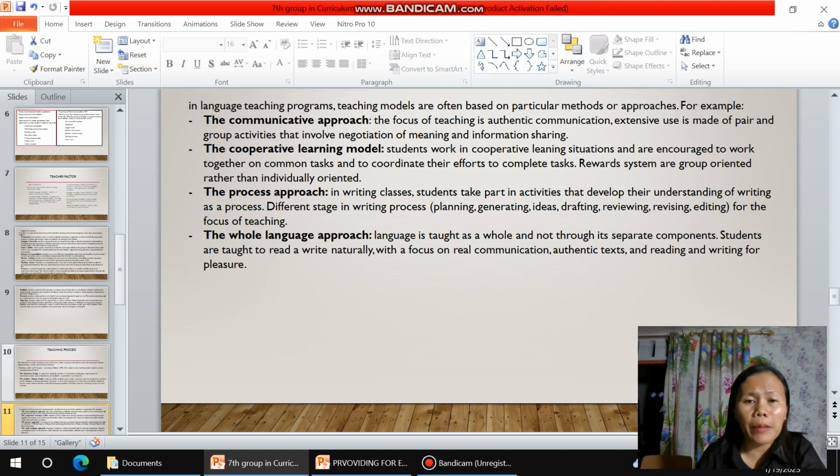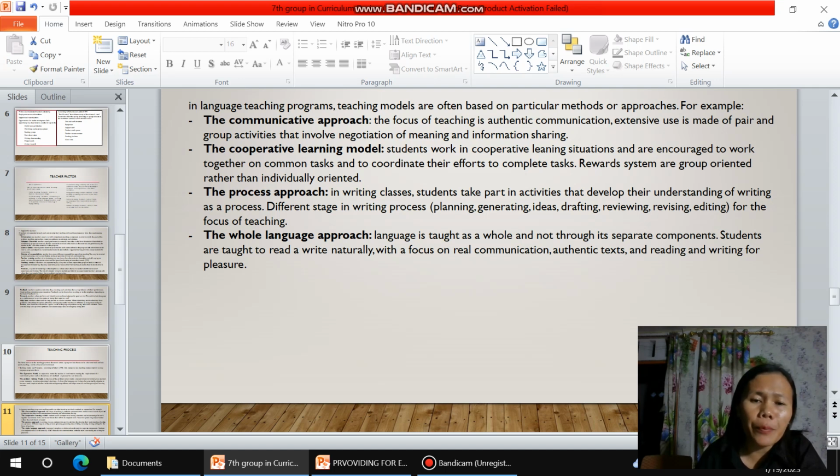In language teaching programs, teaching models are often based on particular methods or approaches. For example, the communicative approach. It means the focus of teaching is authentic communication. Extensive use is made of pair and group activities that involve negotiation of meaning and information sharing. The second, the cooperative learning model. It means students work in cooperative learning situations and are encouraged to work together on common tasks and coordinate their efforts to complete tasks. Reward systems are group-oriented rather than individually oriented.